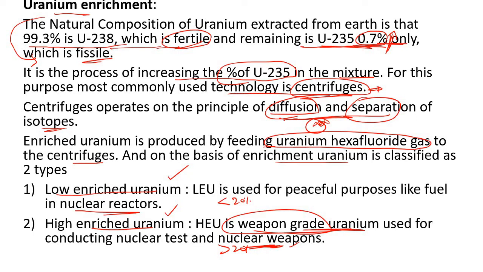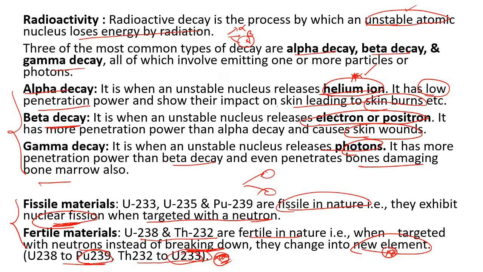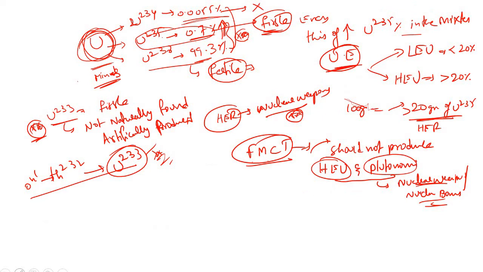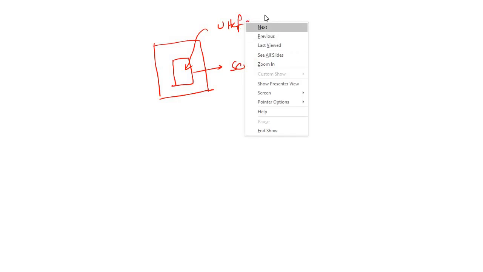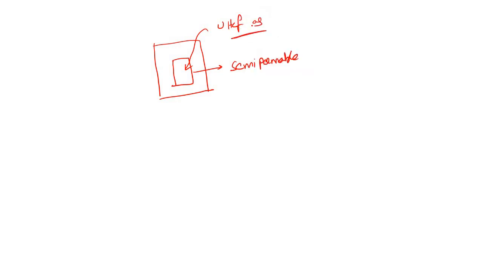Okay, so let's see how the centrifuge works. Okay, we'll clear this one. See, there will be a cylinder. Okay, inside that one more cylinder will be there. This cylinder will be semi-permeable in nature. Semi-permeable. Okay, inside this cylinder will be filled with uranium hexafluoride gas. Uranium hexafluoride gas. Okay, so after filling with the uranium hexafluoride gas, these things will be there.